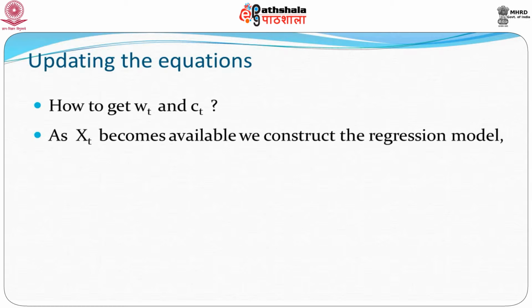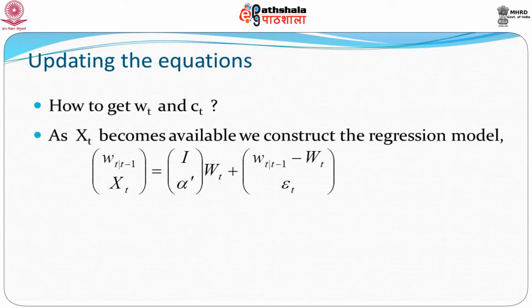So, let us look at it this way. A new variable, xt, comes in. We have done this up to t minus 1 somehow, and a new variable xt comes in now, and we have to get Wt and Ct for this new variable, so that we can proceed to the t plus 1th step. So, once we get this, we set up this regression model. On the left hand side, we have these two variables here, Wt given t minus 1, which is basically itself a vector, and we have the new observation xt.